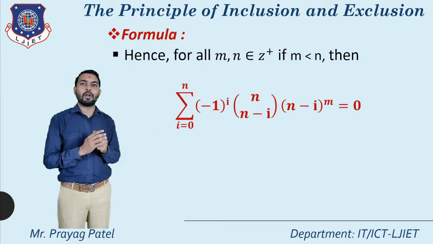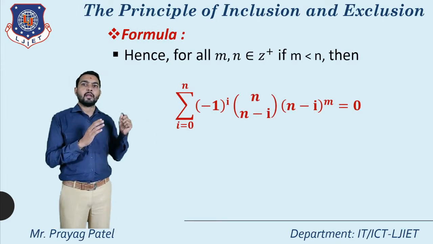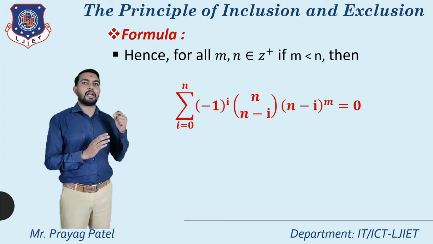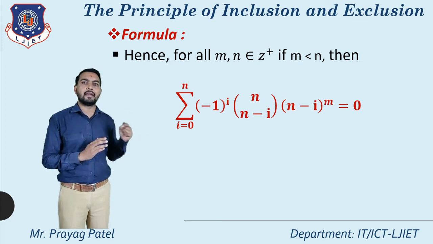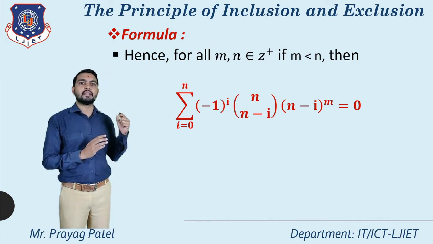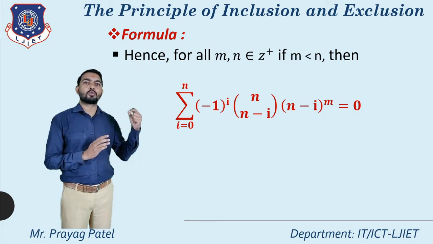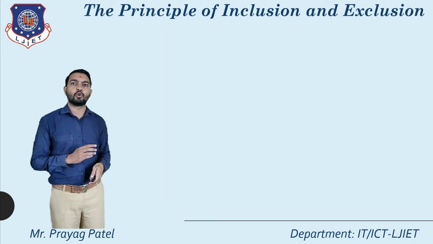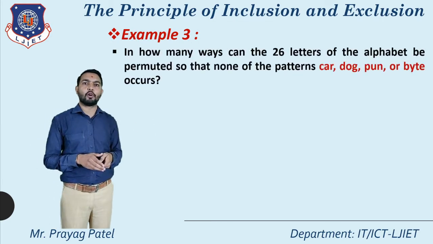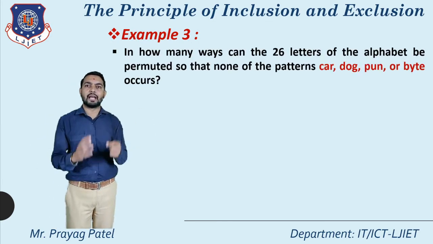Now another formula for this principle is: for all m, n belonging to Z plus, if m is less than n, then the sum over i equal to 0 to n of (minus 1) raised to i, nCn minus i, into (n minus i) raised to m, is equal to 0. So using this formula we can find the solutions of the examples.